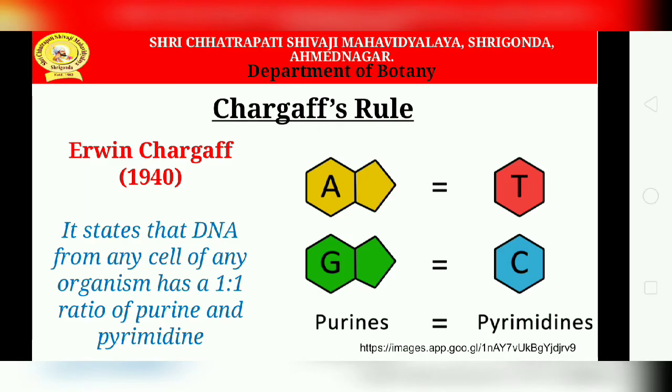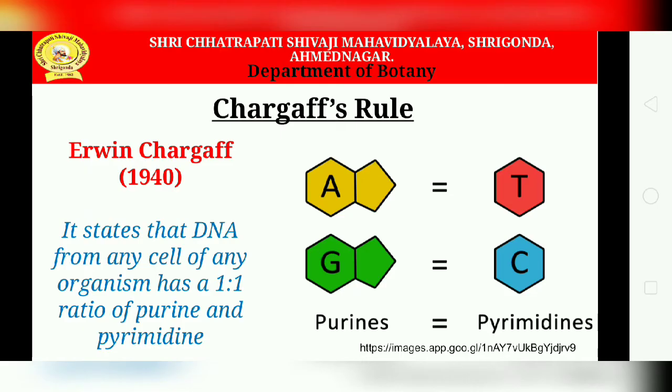Next is Chargaff's rule. This rule states that the DNA from any cell of any organism has a 1:1 ratio of pyrimidines and purine bases, and more specifically that the amount of guanine, a purine base, is equal to cytosine, a pyrimidine base, and the amount of adenine, a purine base, is equal to thymine, a pyrimidine base. So the base pair is composed of a pyrimidine base and a purine base.